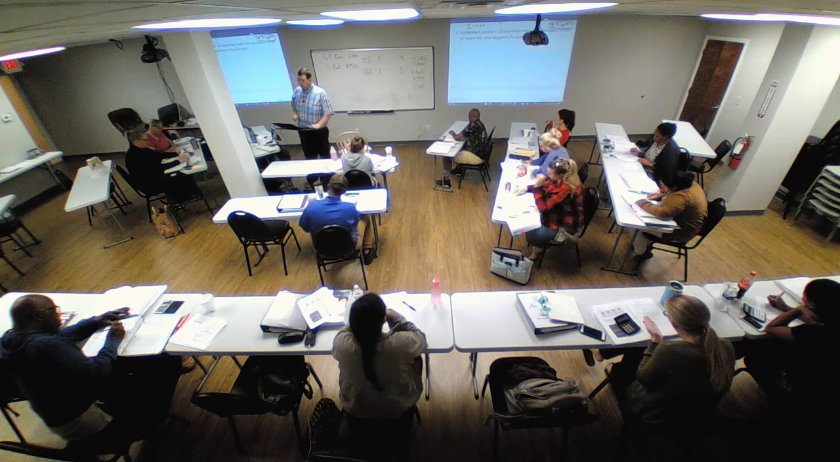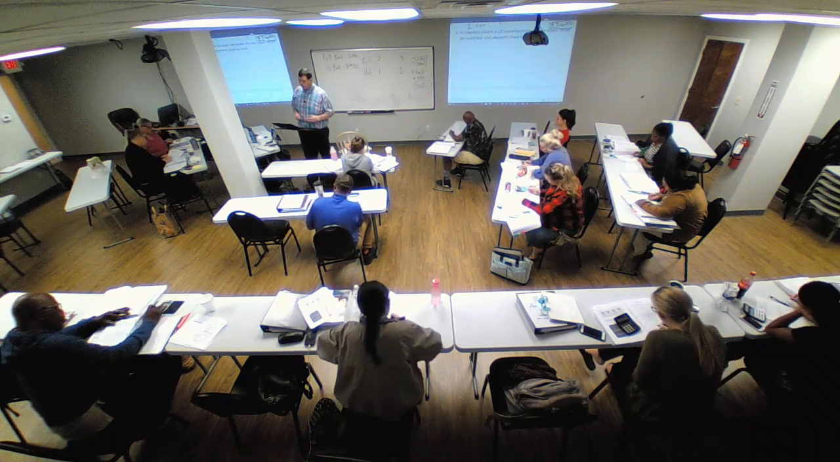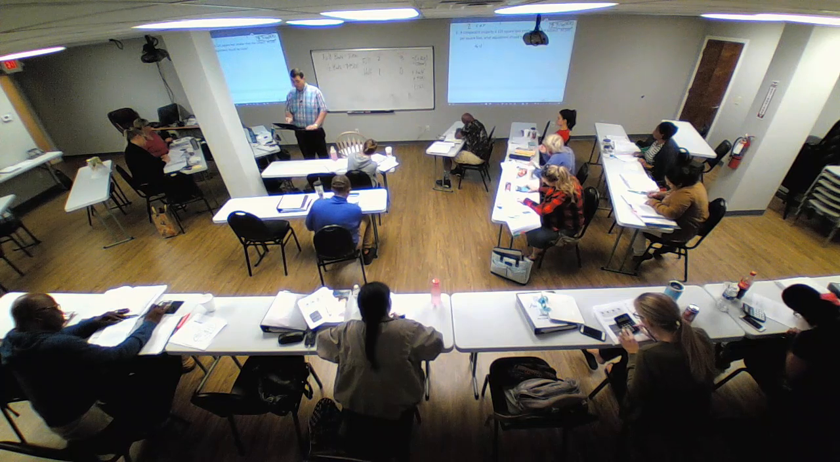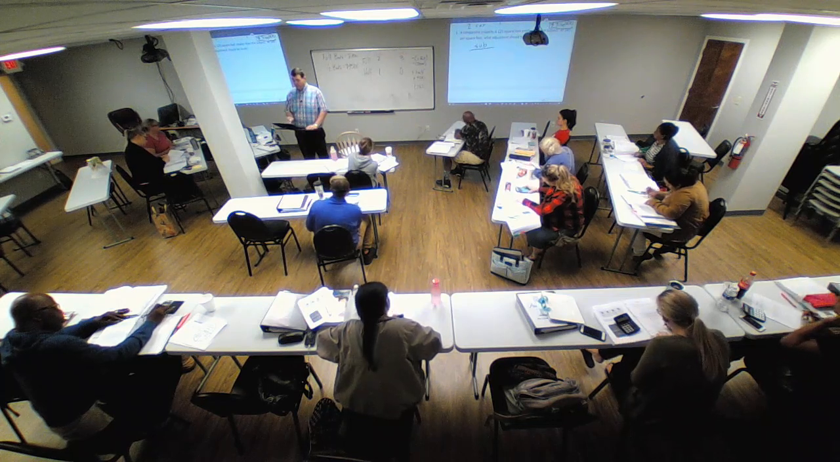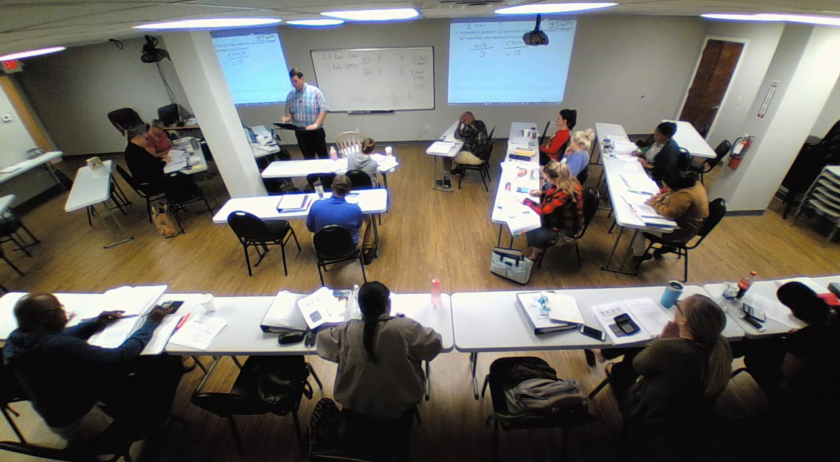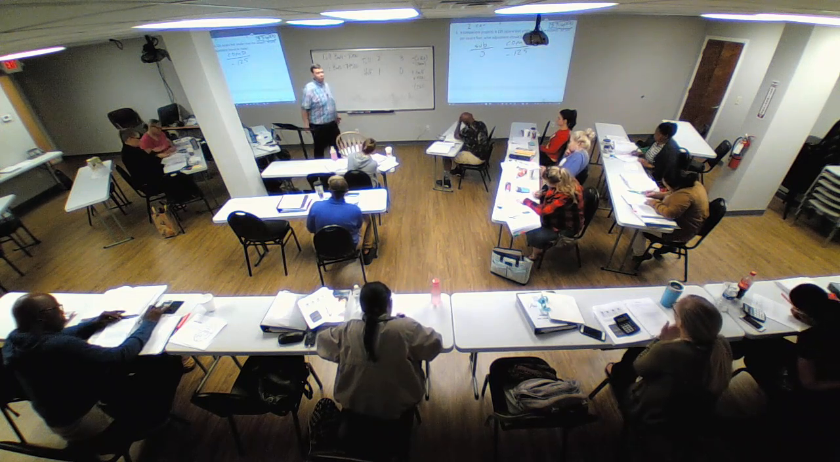Number 3, a comp is 125 square feet smaller than the subject at $40 per square foot. What adjustment should be made? You could even write this out if you wanted to. The subject is 0, and the comp is what? Minus 125. You could do it like that, because you always want to look at it from the perspective of the comp.